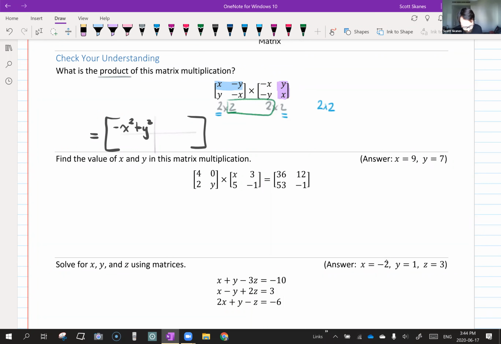I'm going to do the first row times the second column. So that'll be negative x squared minus xy. Let me double check. The first one was wrong. I don't know why I thought that was x squared. So x times x times y, and negative y times x, which is negative xy.